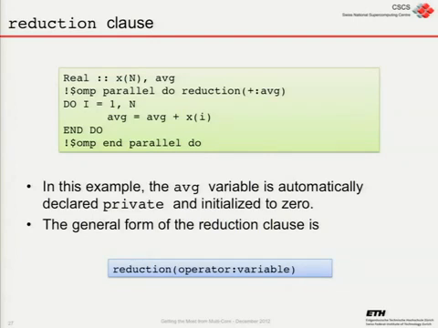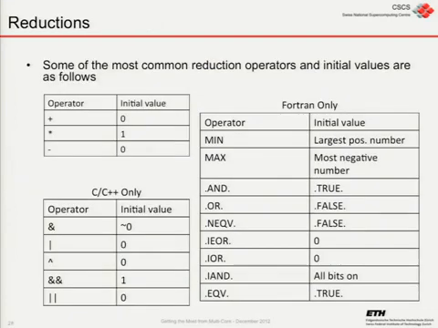So we can have different operators. It's not just for summations. We can do this for other things. And depending on the language, whether we're in Fortran or C or C++, we have different capabilities depending on what you're normally using in those languages. And so here are the most common reduction operations that we're able to get away with.